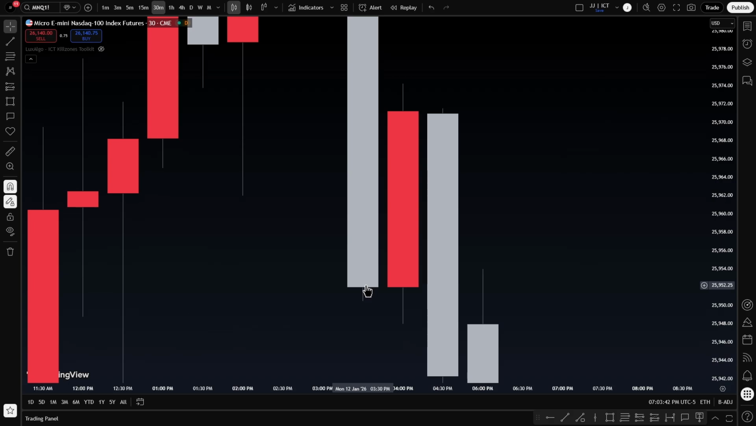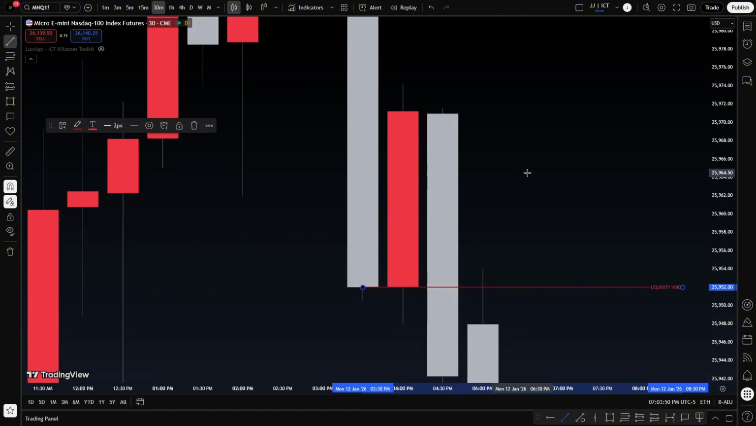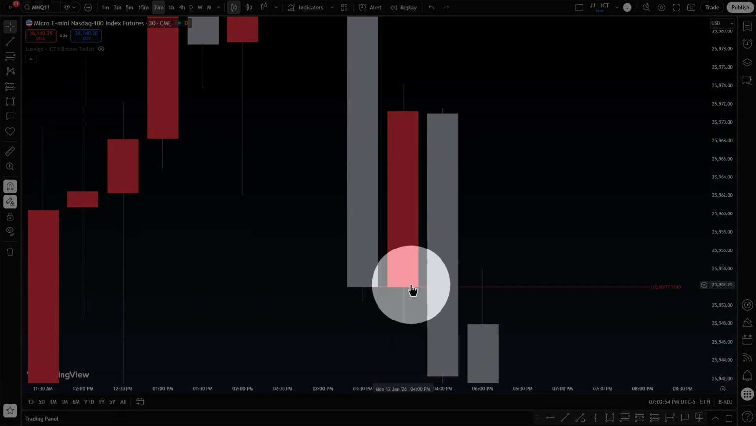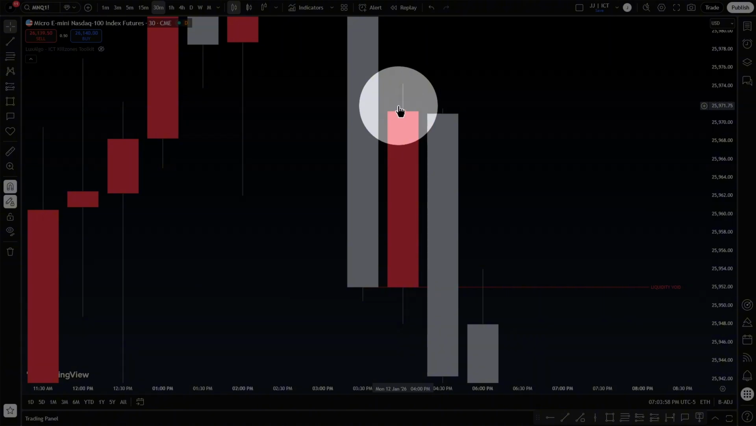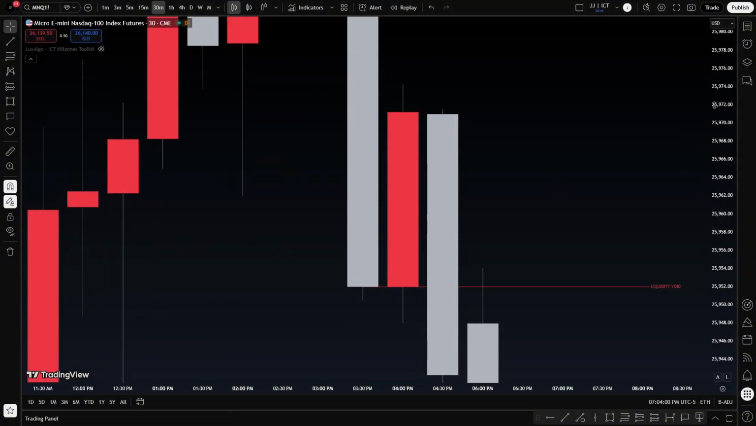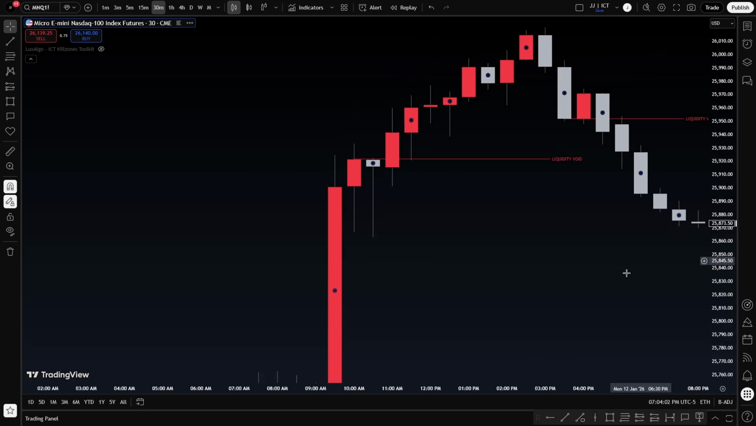So, if this was a liquidity void, for example, you would set the bottom of the range, or the bottom of the bullish liquidity void, right here, because this is the start of the buy side delivery. You see that? Look at the bodies. That's the start of the buy side delivery going up. See that, right?